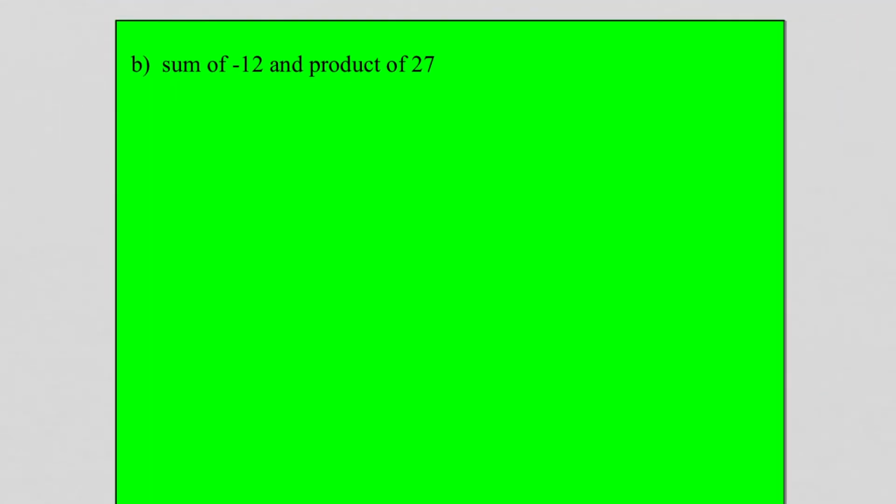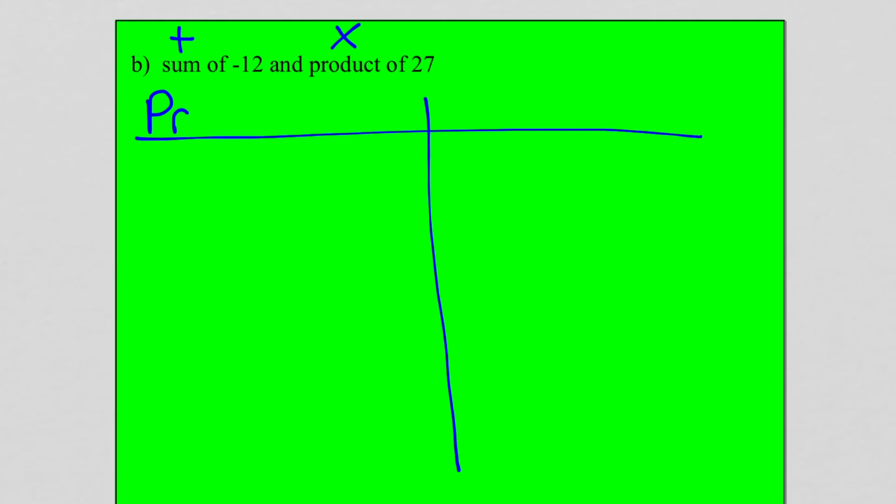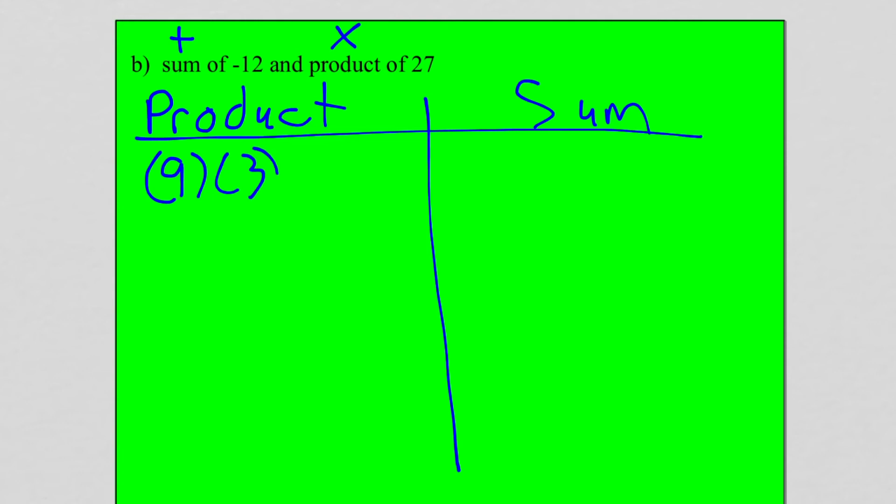Let's take a look at another one. We want two integers who add to negative 12 and multiply to 27. So we'll guess and check it. And always easier to guess the products first. Okay, I'm going to guess the wrong answer, even though I know the right answer. Okay, I'm going to guess 9 times 3 is 27. And for this to be the right answer, 9 plus 3 will have to equal negative 12.